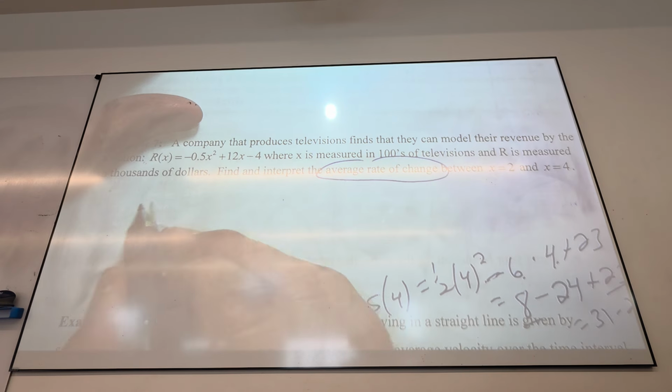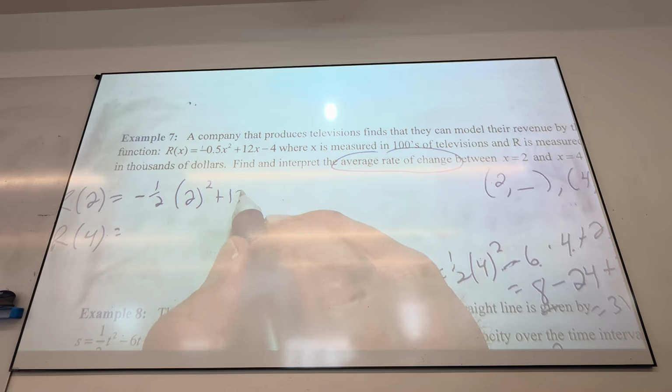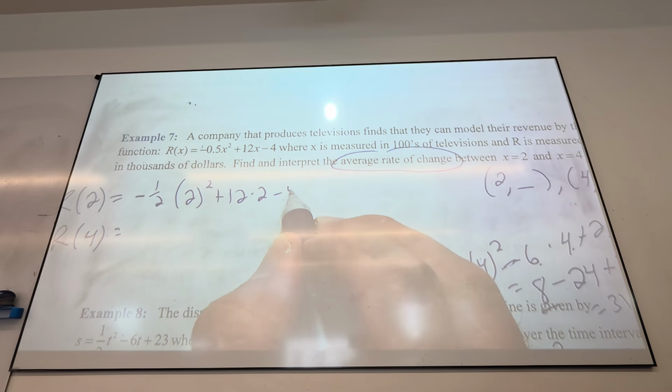Let's see, it'll be negative. I'm going to write this as a half. Is that cool? Yeah. 2 squared plus 12 times 2 minus 4. This will be negative a half times 4 squared plus 12 times 4 minus 4.